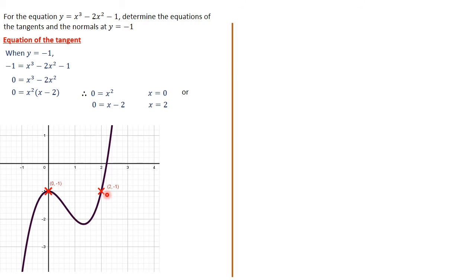We are looking for the tangents, one for this point, one for the other point, and normals, one for this point and one for the other point. And we are looking for the equations of those normals and tangents.